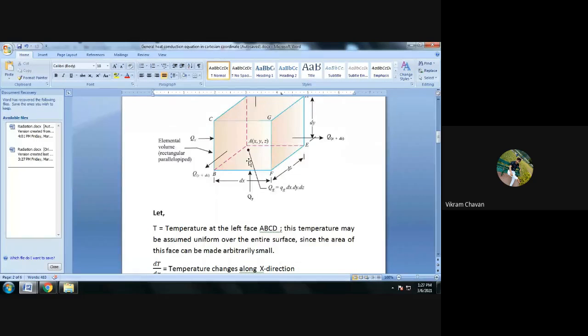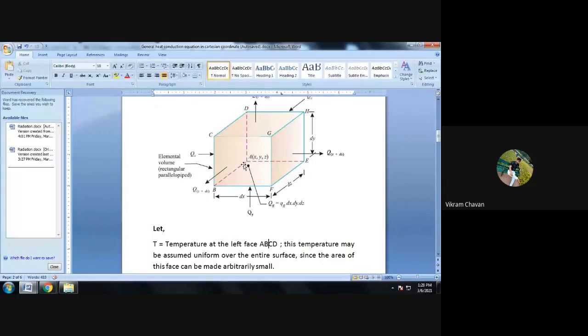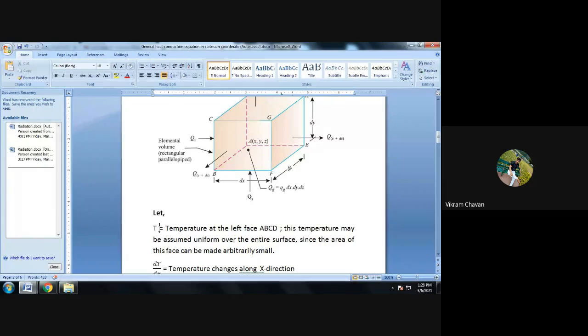Now let T be equal to the temperature at the left face ABCD. Okay, which is the left face? A, B, C, and D. This face, this side temperature. इस साइड का टेम्परेचर कितना है? वो कितना है? T डिग्री सेल्सियस है.